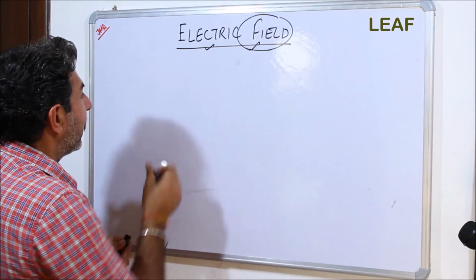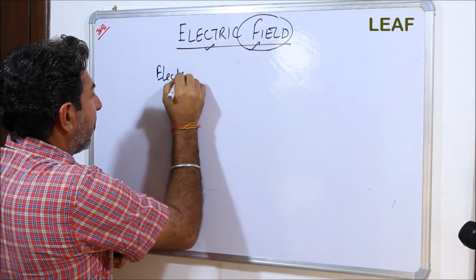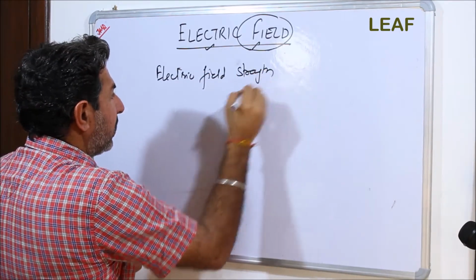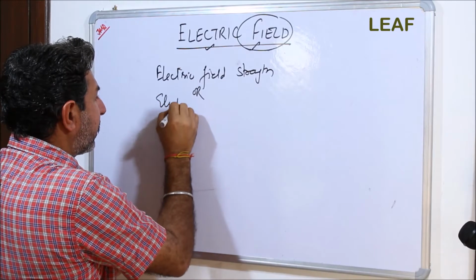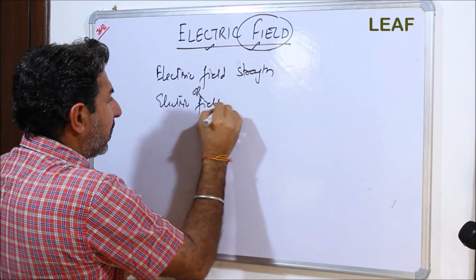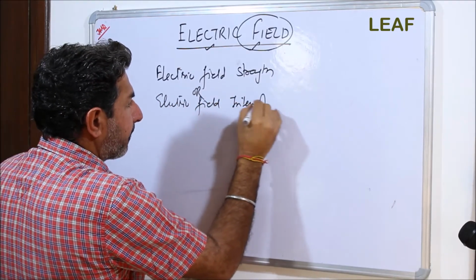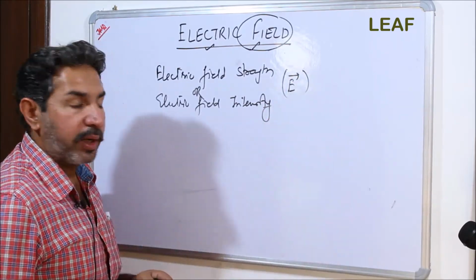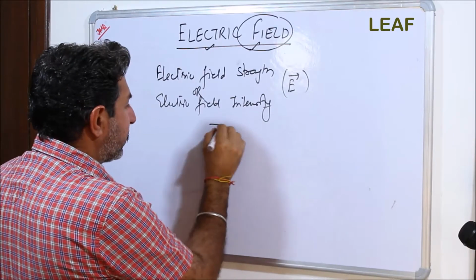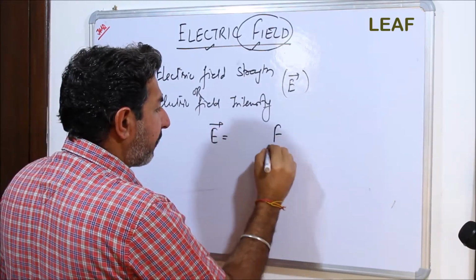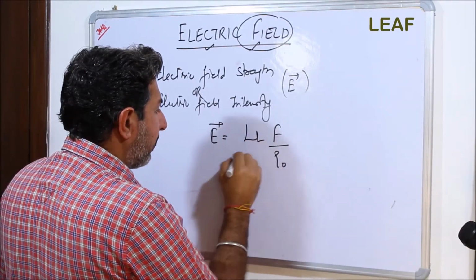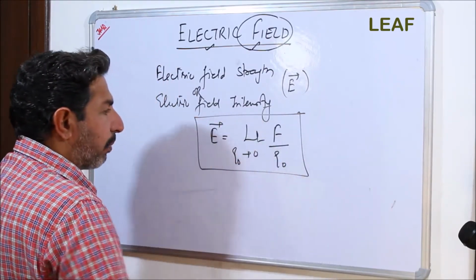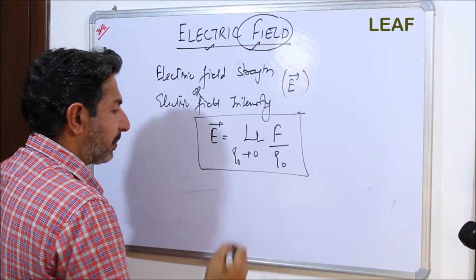Now, electric field strength. It is also called electric field intensity and is denoted by E vector. And what is E vector? E vector is numerically given by F divided by Q naught, limit Q naught approaches 0. Hopefully you know all these symbolic notations, but quickly I will explain that.